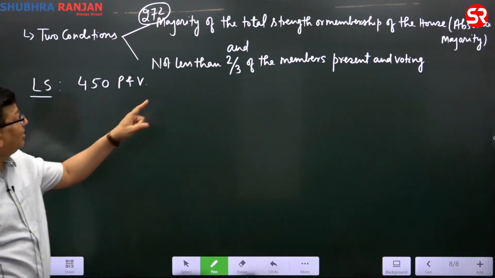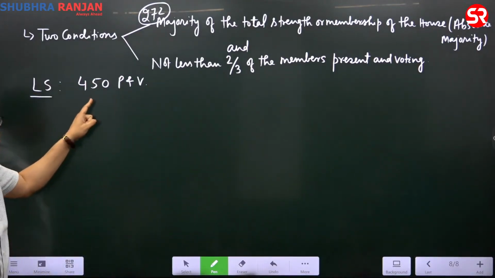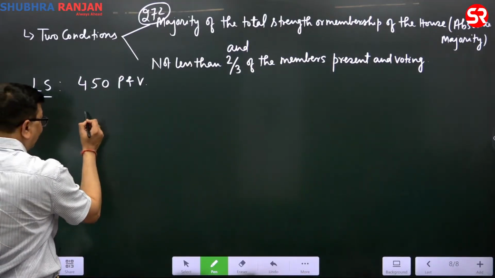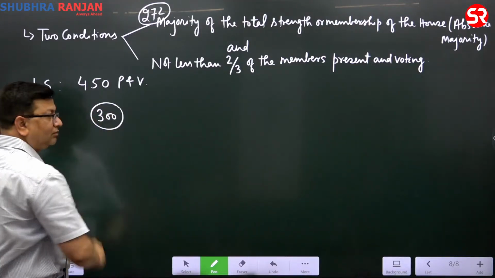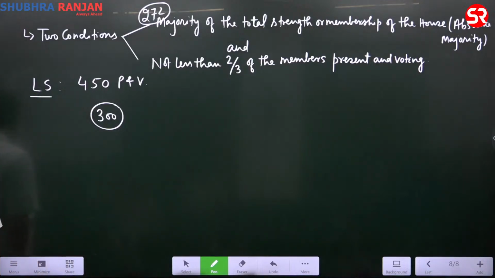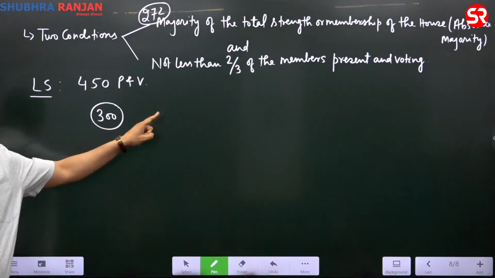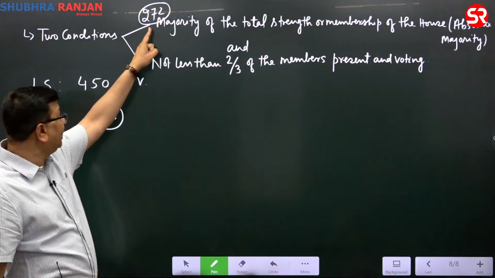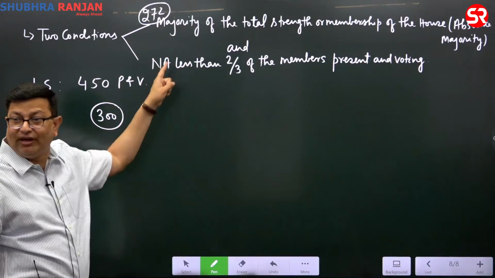And then second, not less than 2/3 of the members present and voting. 2/3 of 450 will be 300. So 300 members must support the bill. Then only the bill will be passed. Why? Because 300 is 2/3 of 450 and it is also equal to or more than 272. Both the conditions have to be fulfilled here.